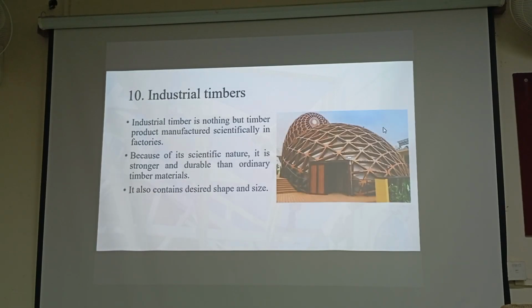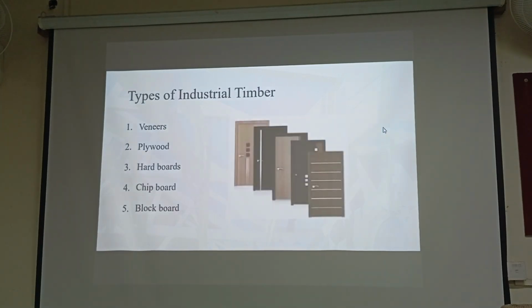Industrial timbers are timbers that are manufactured scientifically in factories. They have very good strength, they are very durable, and they are better than ordinary timber materials, and they can also be converted into different desired shapes and sizes. The different types of industrial timbers are veneers, plywood, hardwood, chipboard, and blockboards.